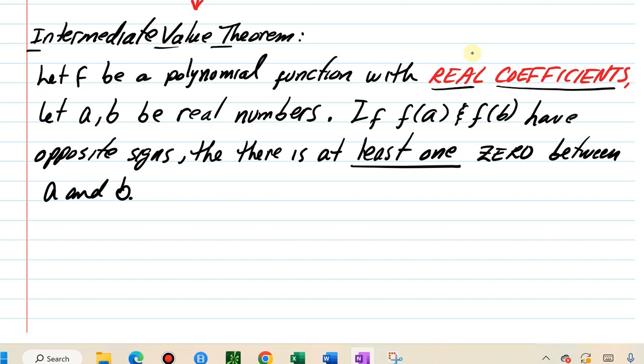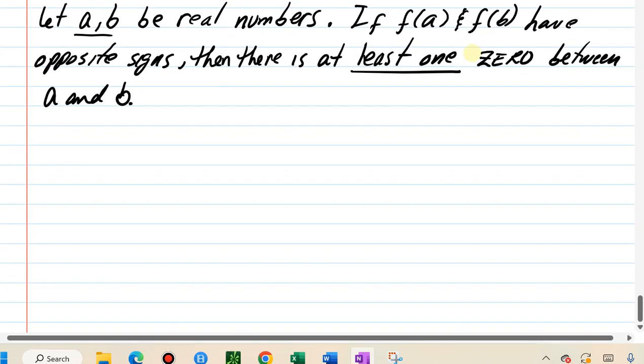But if it is a polynomial with real coefficients, suppose we have two numbers a and b. These a and b are real numbers. If the values of the function f at a and f at b have opposite signs, so one could be positive and the other negative, or the other way around, then there is at least one zero between a and b. Okay, at least one zero.